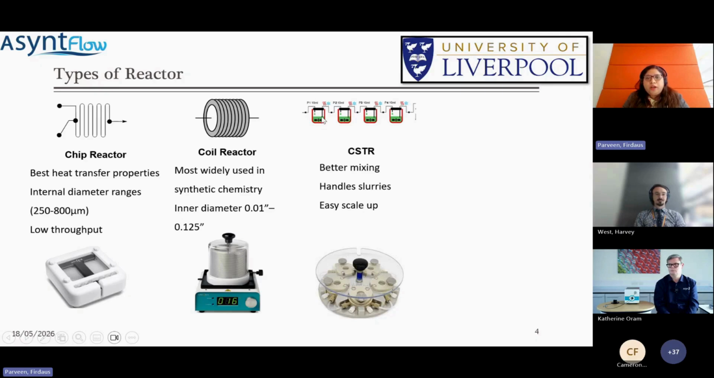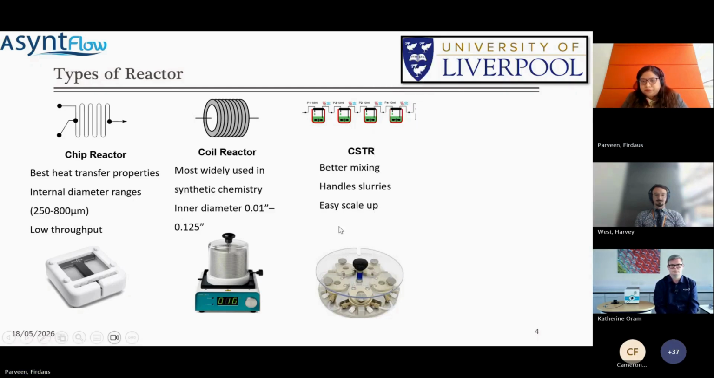The outlet of one reactor becomes the inlet of another reactor, and so on. With this, it provides better mixing. It can handle slurries, and they are easy to scale up. An example is the F reactor from Asynt.